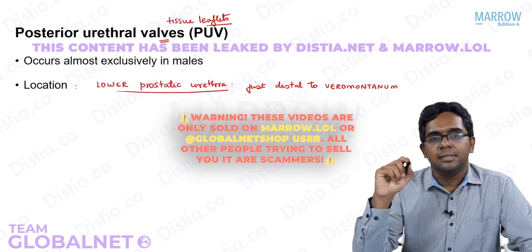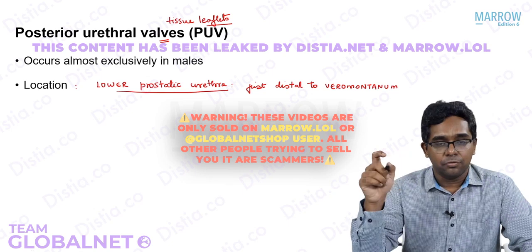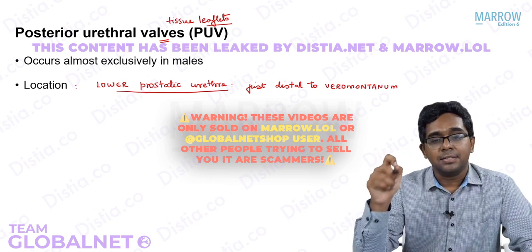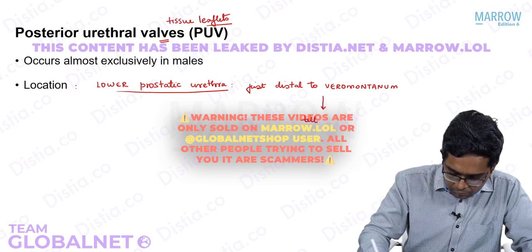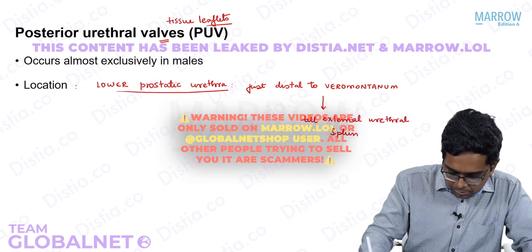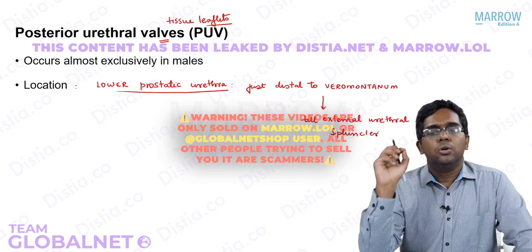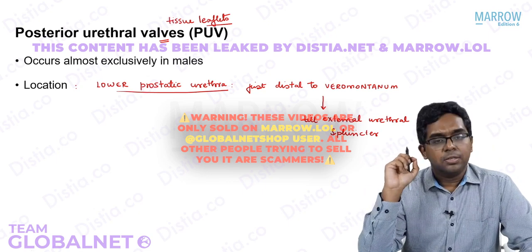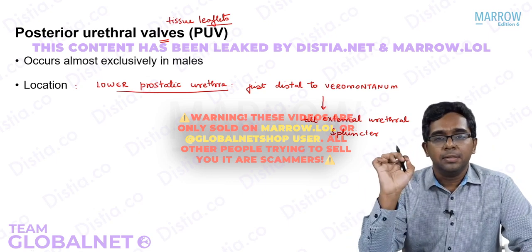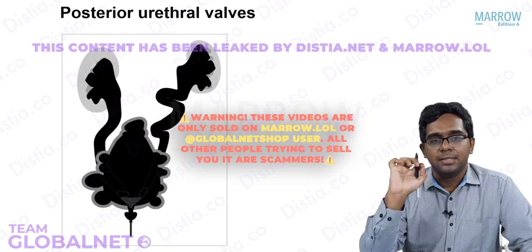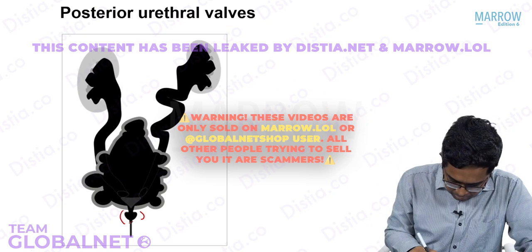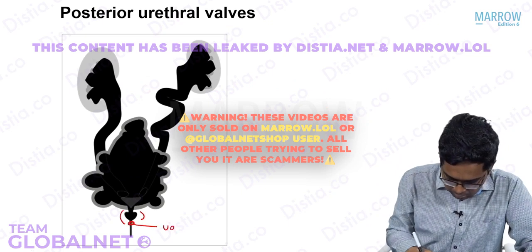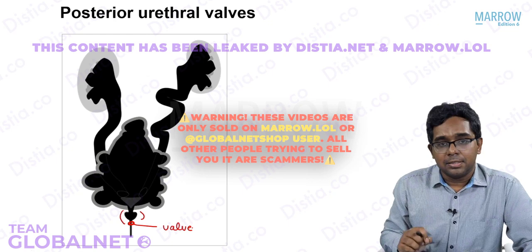And these are the tissue leaflets, as I said before, and these tissue leaflets extend from the prostatic urethra till the level of the external urethral sphincter. This is the classical location of the posterior urethral valve. So what is going to happen if there is an obstruction? These are the effects. This is the prostatic urethra and this is the location of the valves. So that area is getting obstructed.